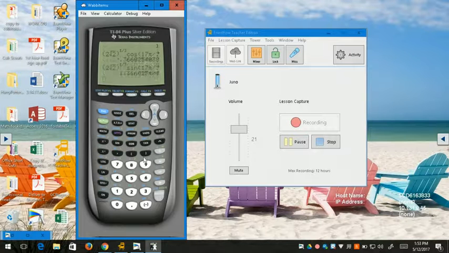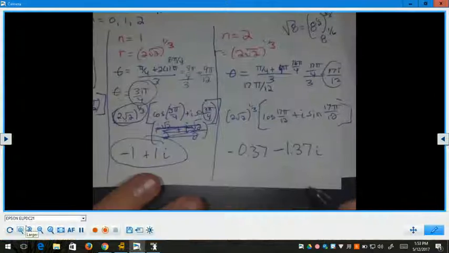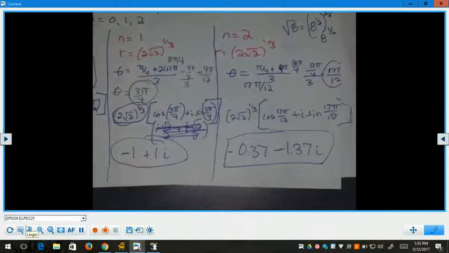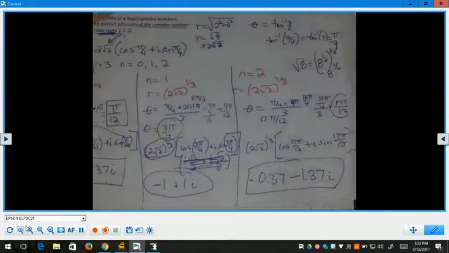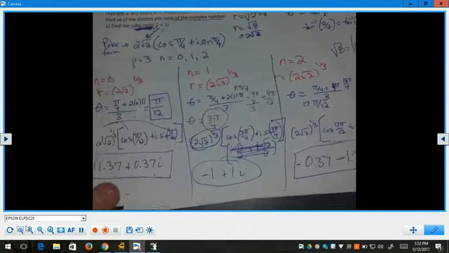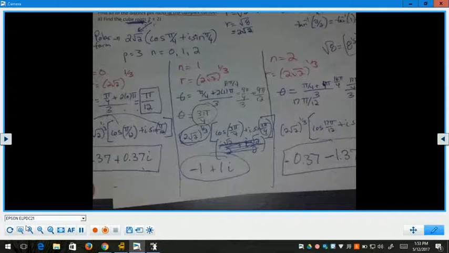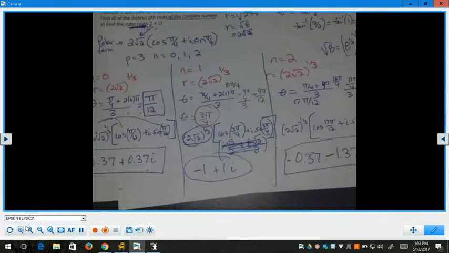And we have negative, or minus 1.37i. So in rectangular form, our answer looks like this. So there are the 3 roots. If I zoom out a little bit, there are my 3 roots of this complex number.